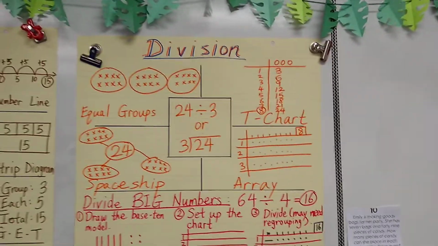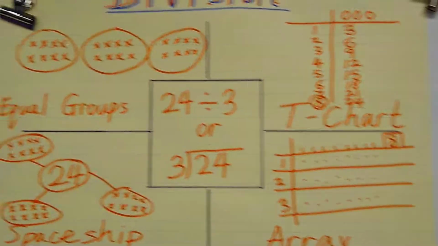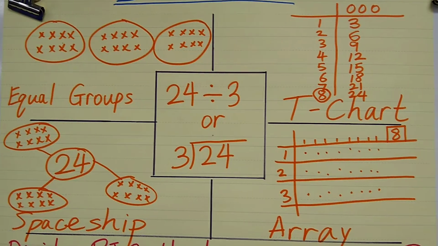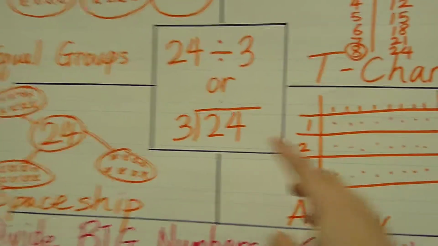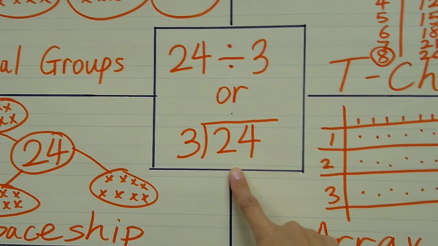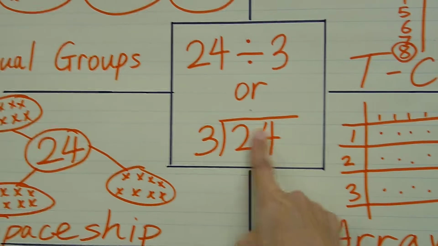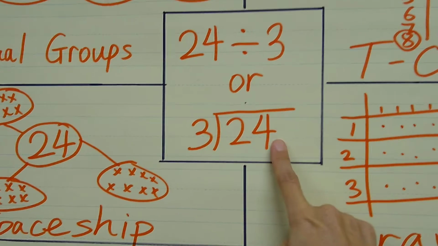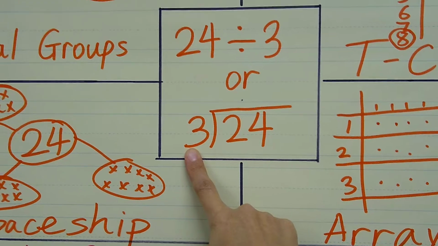And let's take a look at division. This question is 24 divided by 3. Or you can use the long division sign. We don't really use it in class. I just want to show you how the long division sign looks like. The biggest number is inside and the smaller number is outside.